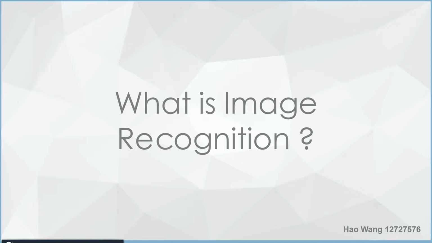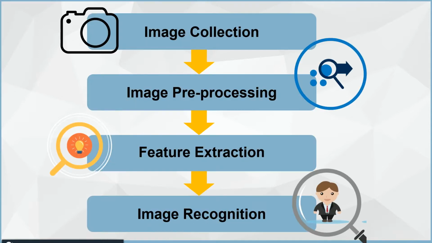What is image recognition? Image recognition is the use of artificial intelligence technology to enable the computer to recognize information from the image or just the images. And there are four steps to do image recognition. The first is image collection. So you collect the image from everywhere, like photos or cameras, everything.